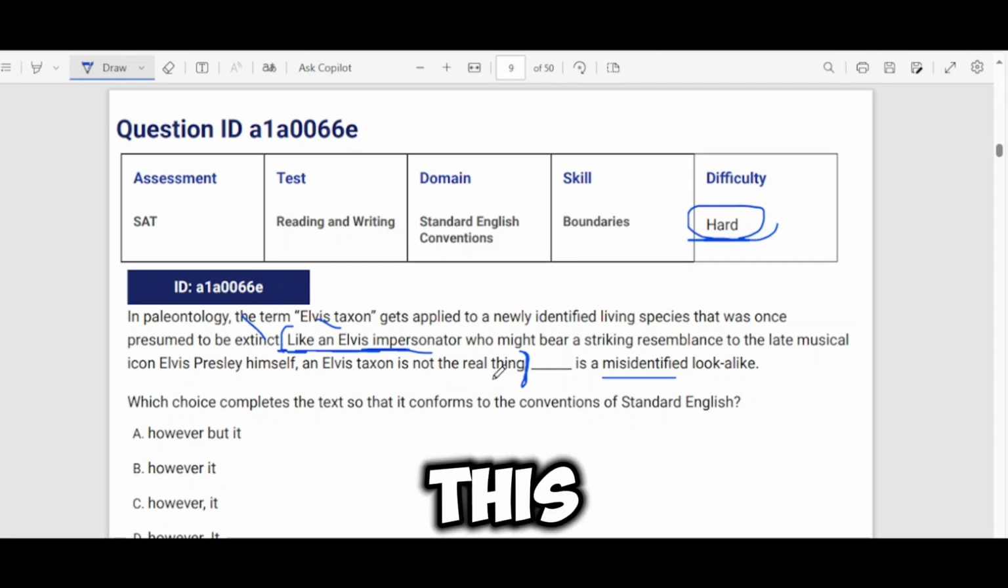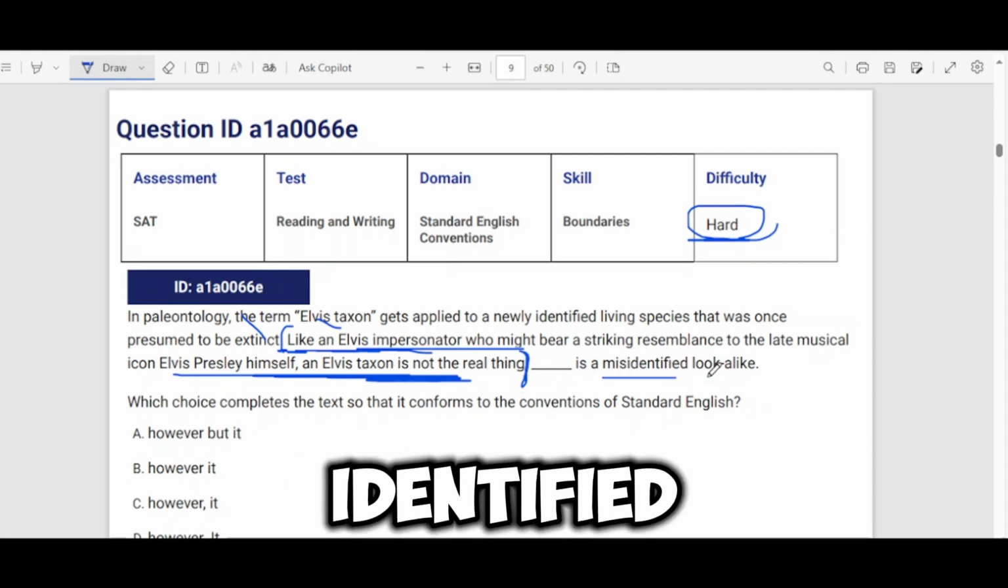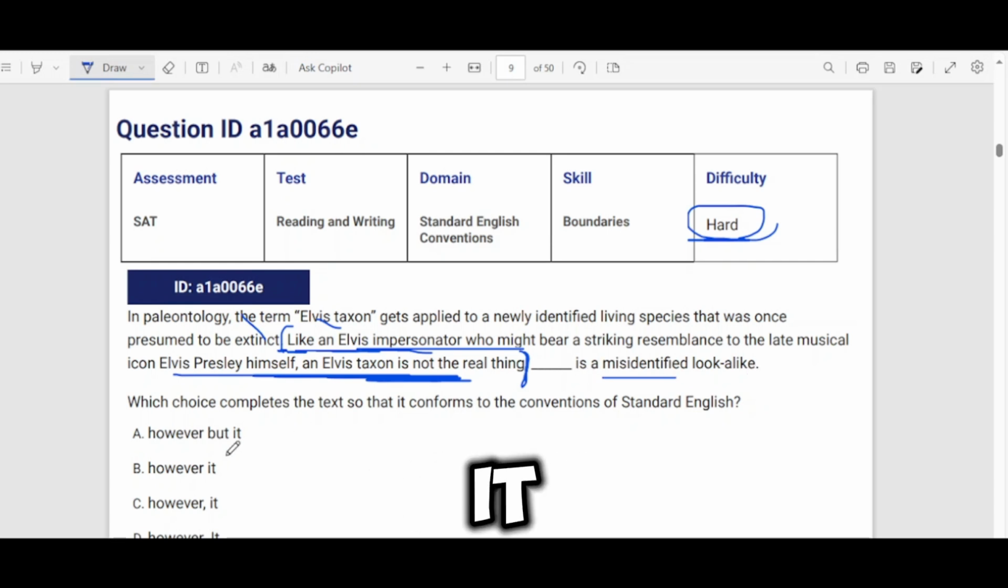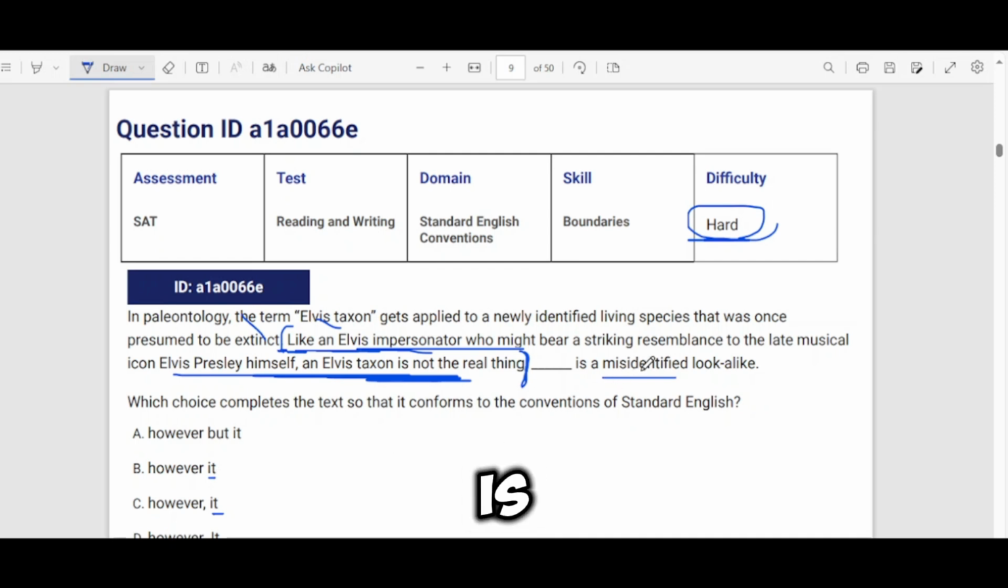All right, so this perfectly makes sense on its own. Here they gave an example and told what they want us to know. Okay, and this is an independent clause, and now let's see the clause after it. However, but it is a misidentified look-alike. It is the main thing here, so we'll start reading from here. It is a misidentified look-alike. This is also an independent clause because it's making sense on its own.